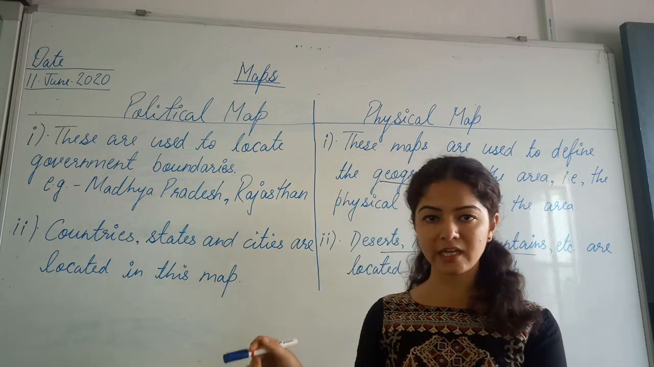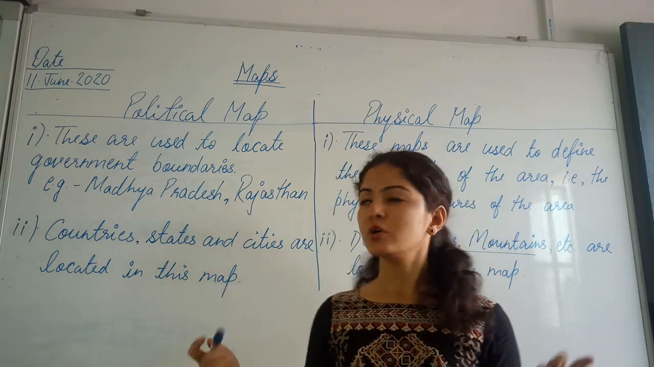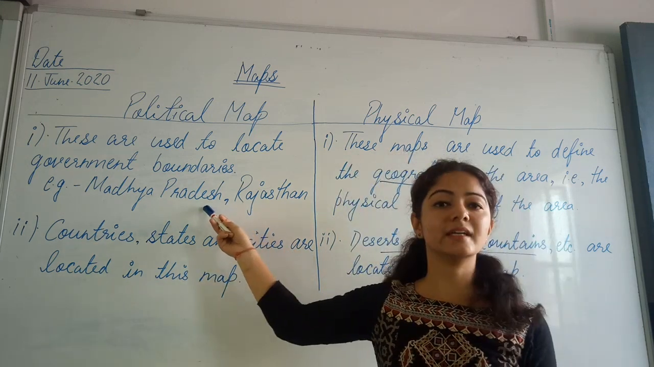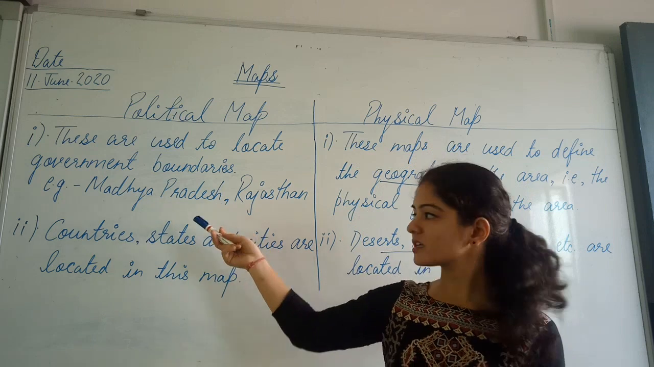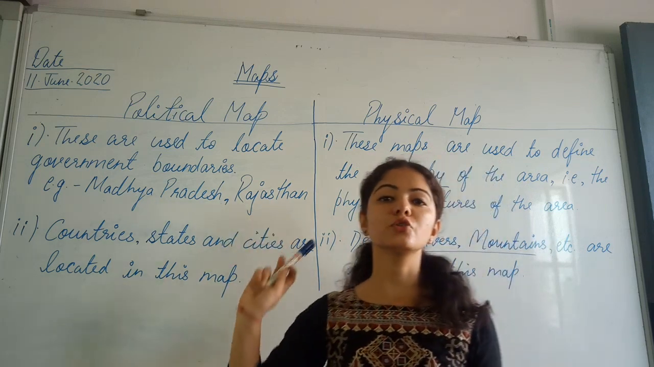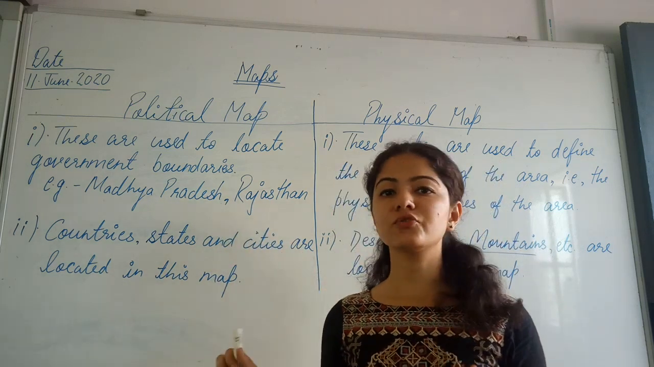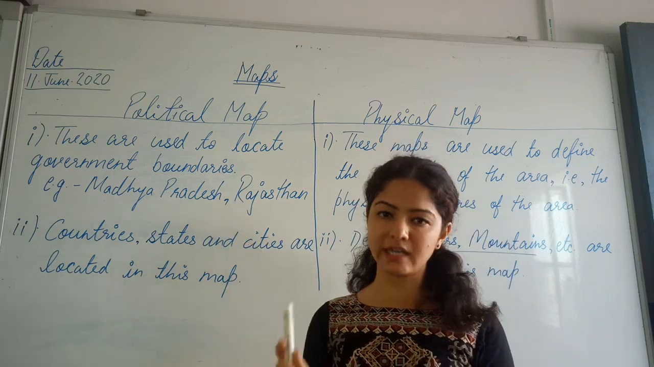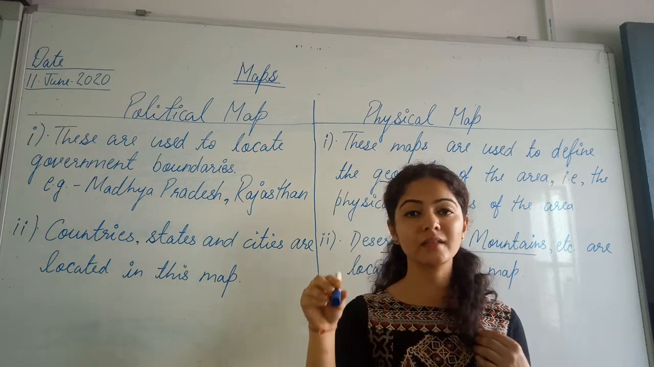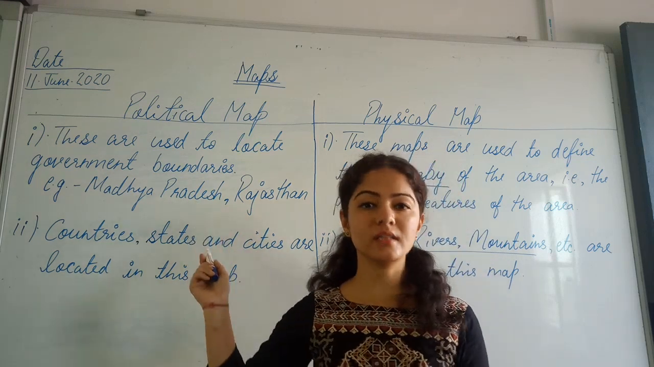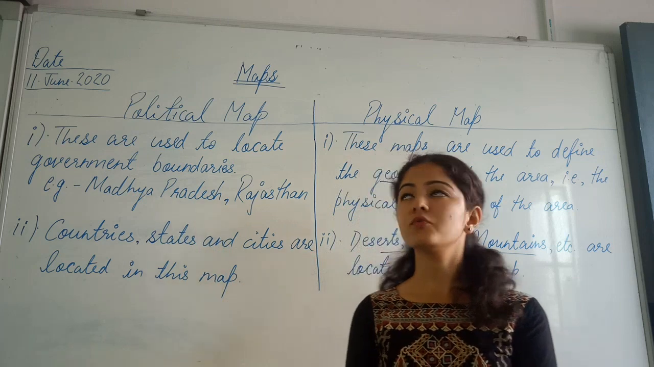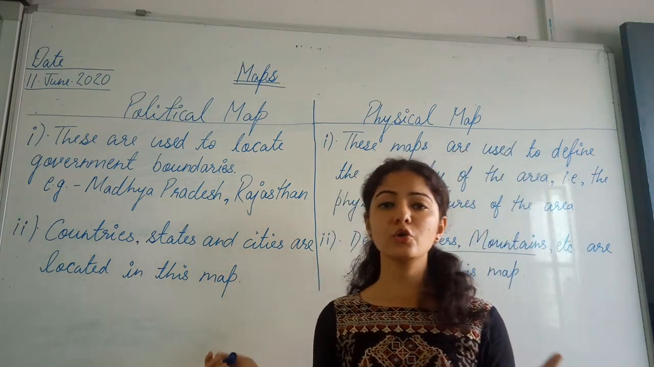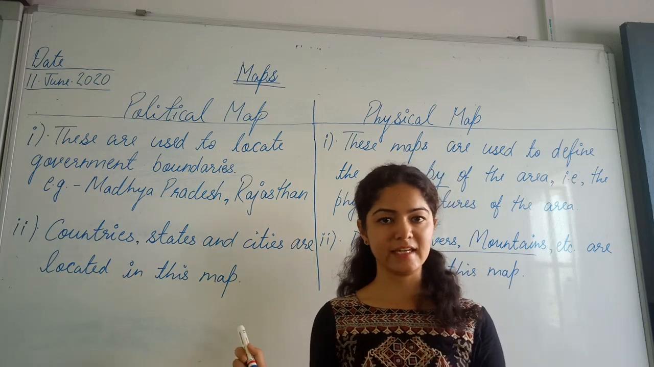You just have to locate, or if I tell you to identify which state is located where. For example, if I ask about Madhya Pradesh or Rajasthan, you are going to search for that area of Madhya Pradesh or Rajasthan, then you are going to locate it. Locate means you are going to mark that area with the particular name of the state. Now you know what the political maps are used for. They are used to locate the political boundaries of any area.